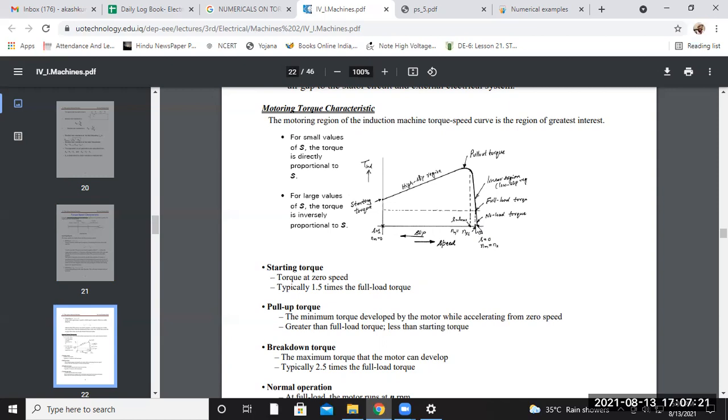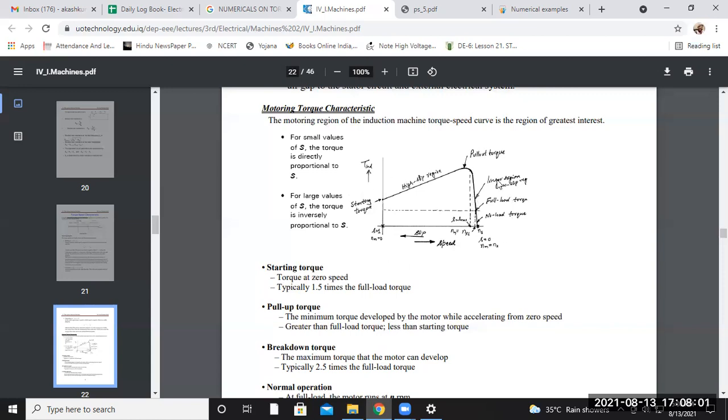So accordingly, you can see the explanation of the graph is given here. For small values of the slip, the torque is directly proportional to the slip, as we have discussed in the previous slide. For a higher value of the slip, the torque is inversely proportional to the slip, but for a smaller value of the slip, the torque is directly proportional to the slip.